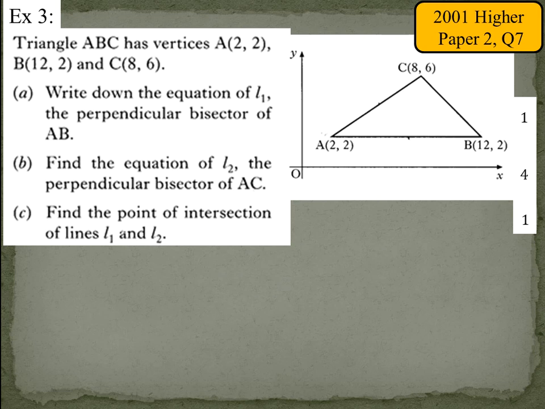Third example to try. This was taken from the 2001 Higher, Paper 2, Question 7. Again, when you start a question, I ask you to read A, B, and C. Always look at the number of marks, 1, 4, 1, because that's a guide on how you're going to get into this question. Now, part A, write down the equation of L1, the perpendicular bisector of AB.